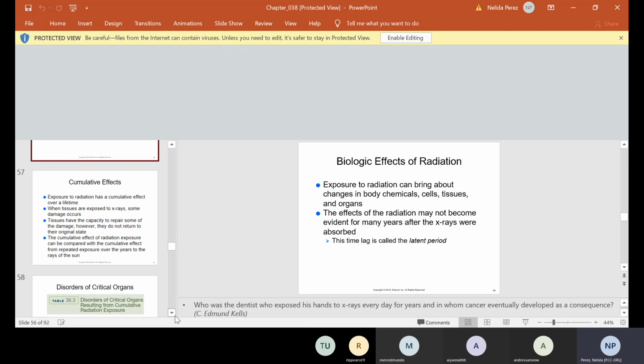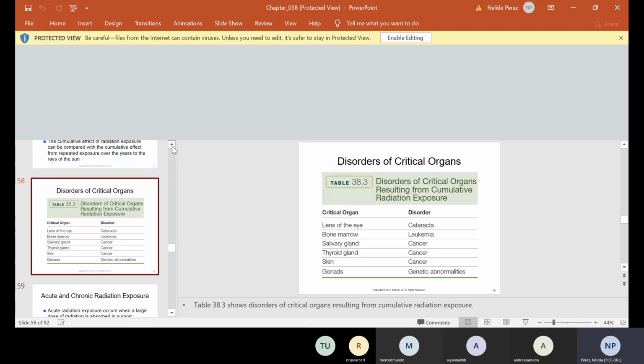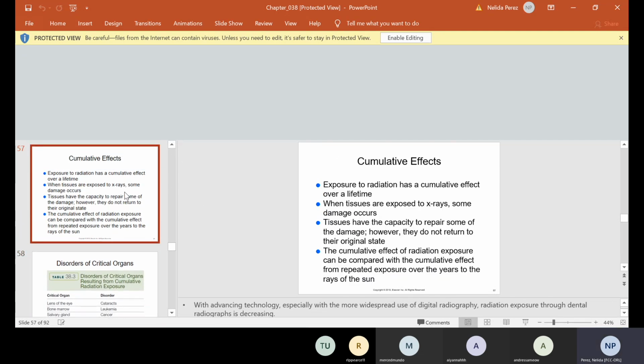And again, if you remember, going back to who discovered x-rays, and also who is the dentist who exposed his hands to x-rays every day for years, and in whom cancer eventually developed as a consequence. There were 2. One was Kells and the other one was Rankin. 15 to 20 minutes on his hand. Yeah, cumulative effects.